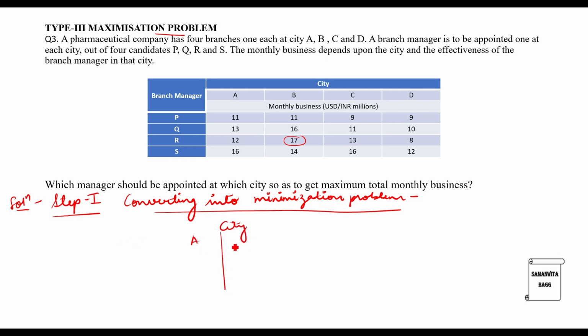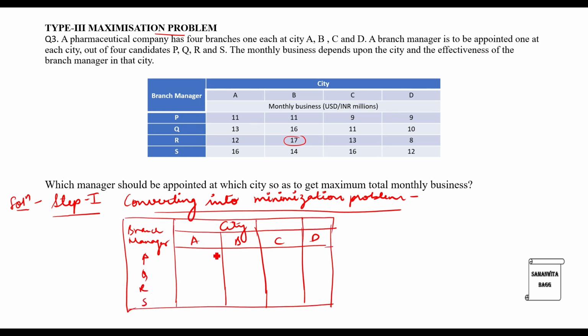City A, B, C, D, and here we have the branch manager, that is P, Q, R, S. So the first value is 17 minus 11, that is 6. Then we have 17 minus 11, 6. 17 minus 9, 8. And 17 minus 9, 8.